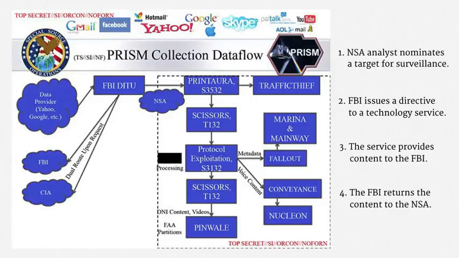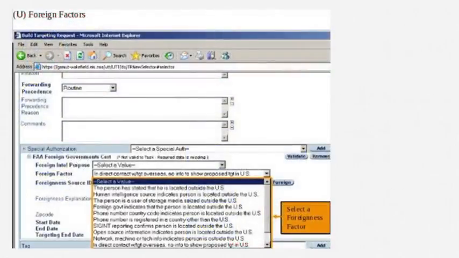All right, so that's the basic process for PRISM. Now let me circle back to how an analyst nominates a target. And there's an app for that, or, well, a website. It's called the Unified Targeting Tool, and this is a screenshot, with apologies for the low-resolution image.